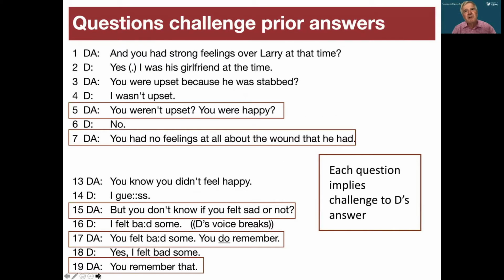Well, first of all, in direct examination, each next question seemed to accept the veracity, the truthfulness, the credibility of the previous answer. Here, each question implies a challenge. It's implicit, it's indirect, but it implies a challenge to the defendant's prior answer. So here, you weren't upset, you were happy. She says no. And here, you had no feelings at all about the wound that he had.